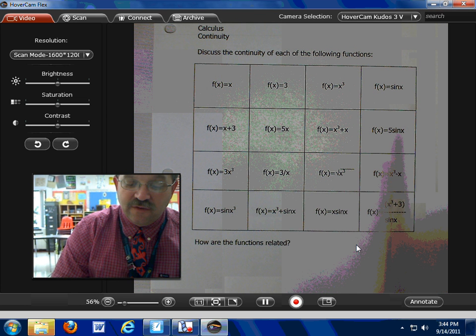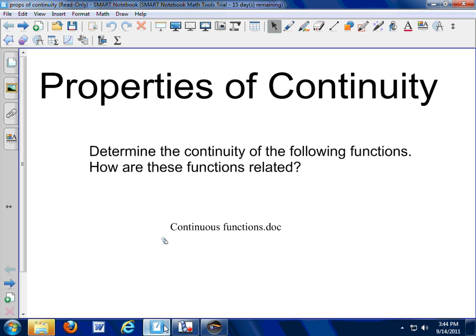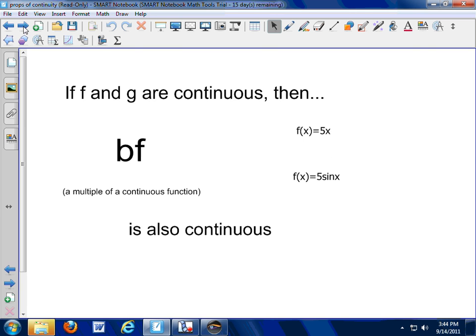Let's go to the other machine. See you later. All right, so properties of continuity. As we move through these, we just did that piece. We're going to talk about what makes a continuous function a continuous function. If f and g are continuous, then these are also continuous. Some multiple of a continuous function. We talked about that with 5x and 5 sine x. If you look back at that other sheet, they're also continuous functions. Okay?